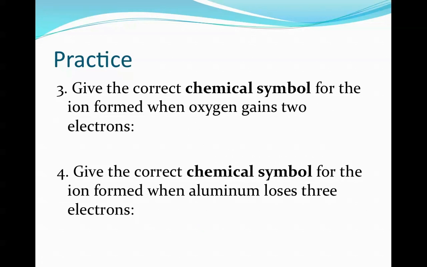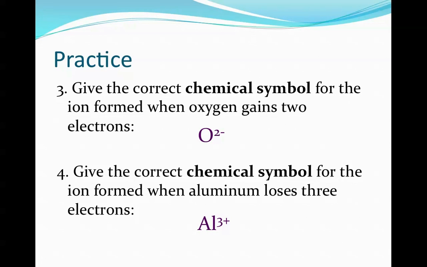All right, and then finally we're going to write the chemical symbol for an ion. So write it when it's formed, when oxygen gains 2 electrons. So again, gaining 2 negative particles means I have a -2 charge. However, in example 4, aluminum loses 3 electrons. I've taken out 3 negatively charged particles, so I'm left with a +3 charge.